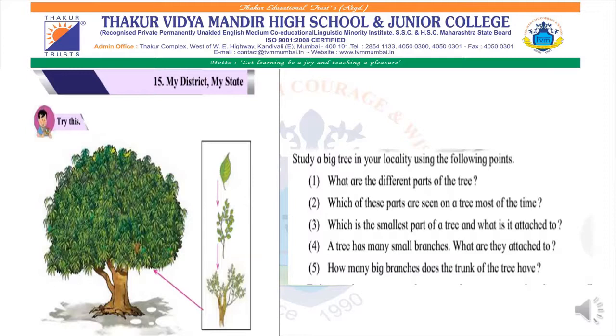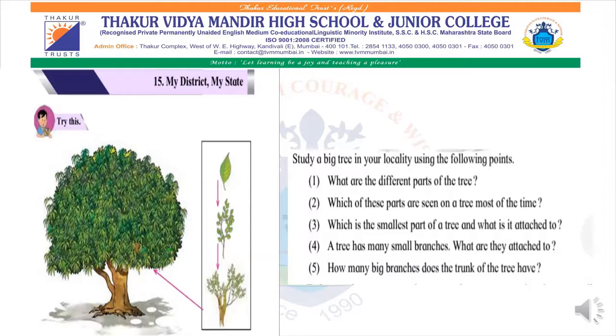So, the second question is which of these parts are seen on a tree most of the time? Most of the time means what? In all seasons, which part can you see? So, we can see the leaves, branches and the trunk most of the time. The third question asks which is the smallest part of a tree and what is it attached to? Look at the picture students. You got the correct answer. The smallest part of a tree is the leaf. And the leaves are attached to the branches.